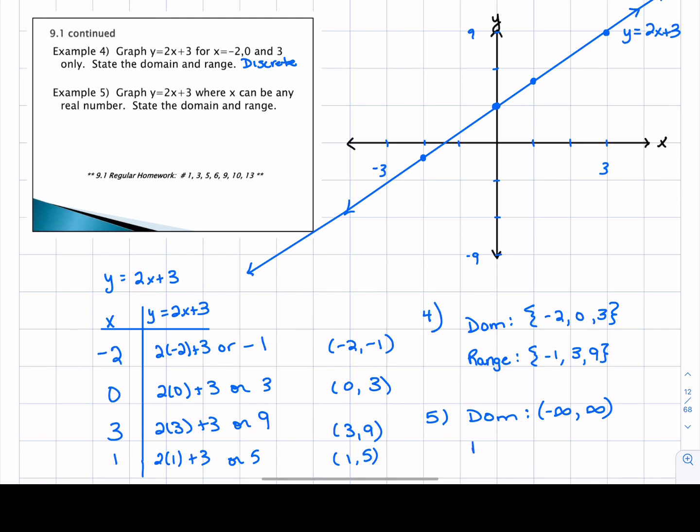When we think about the range of this function, of course, range is low to high. So the lowest point or y value on this graph is going to be negative infinity. And the highest y value on this graph is going to be positive infinity. So the domain and range are going to be marked very differently whether you have discrete data or whether you have continuous data. That brings us to the end of 9.1, folks.